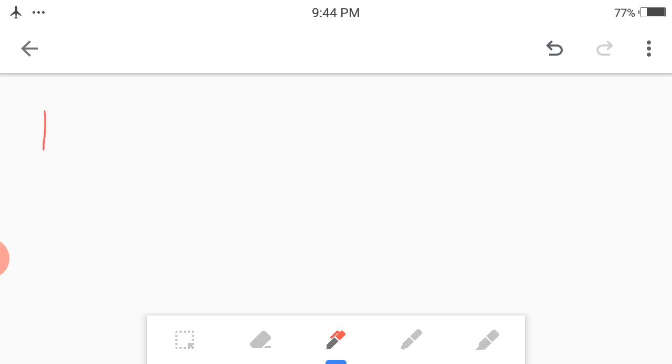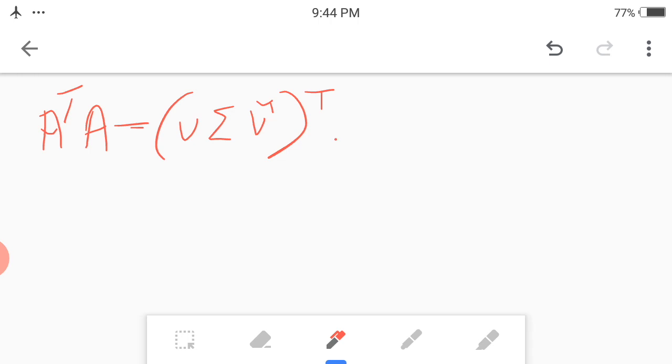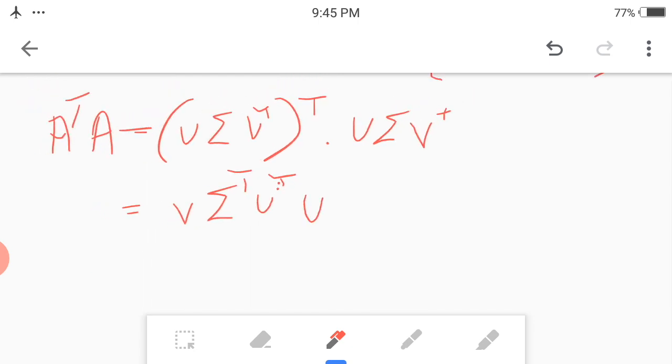Let's start with A transpose A and understand what exactly happens. A transpose A. So U sigma V transpose, the whole transpose, into U sigma V transpose. Now this becomes V sigma transpose U transpose U sigma V transpose. Since U is your orthogonal matrix, U transpose U becomes identity. In short, we can eliminate that. So we are left with V sigma transpose sigma V transpose.